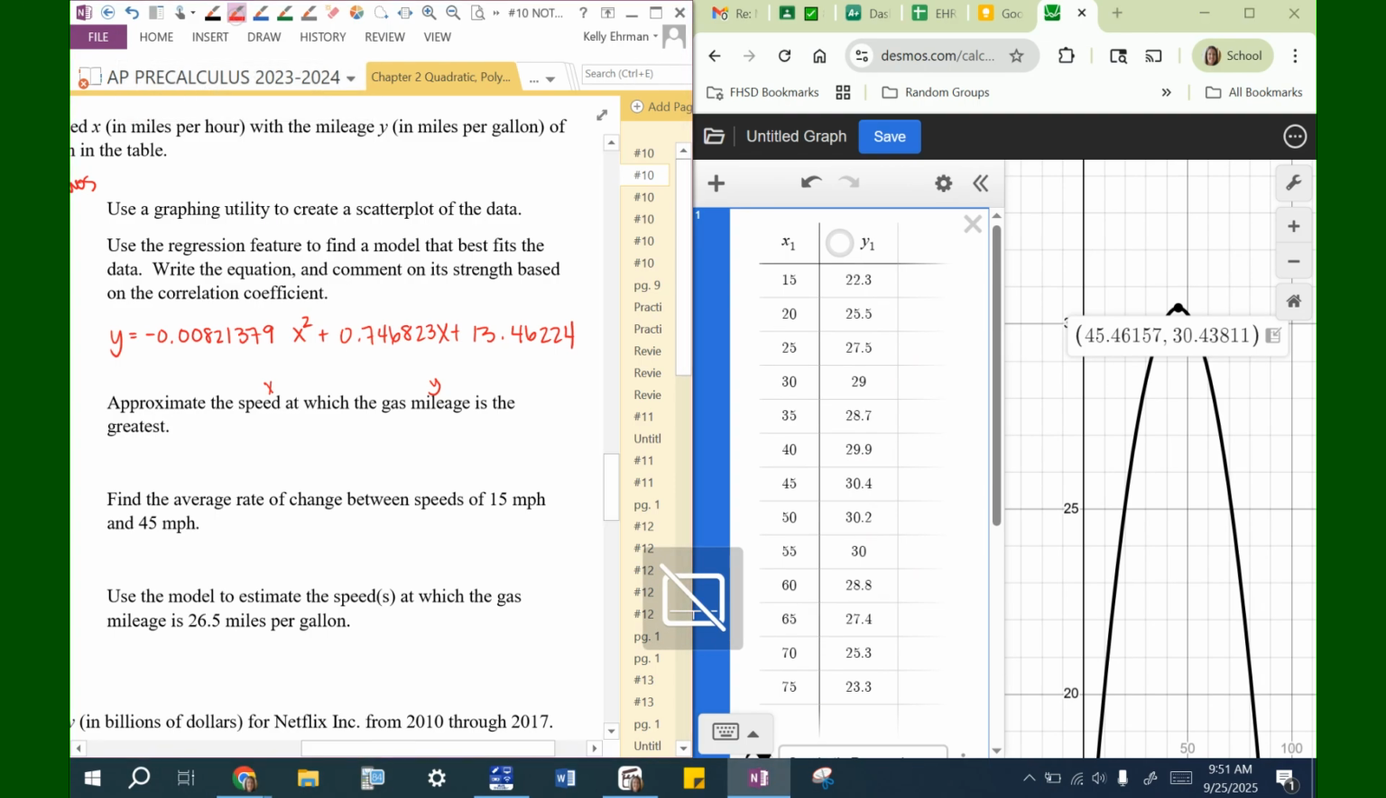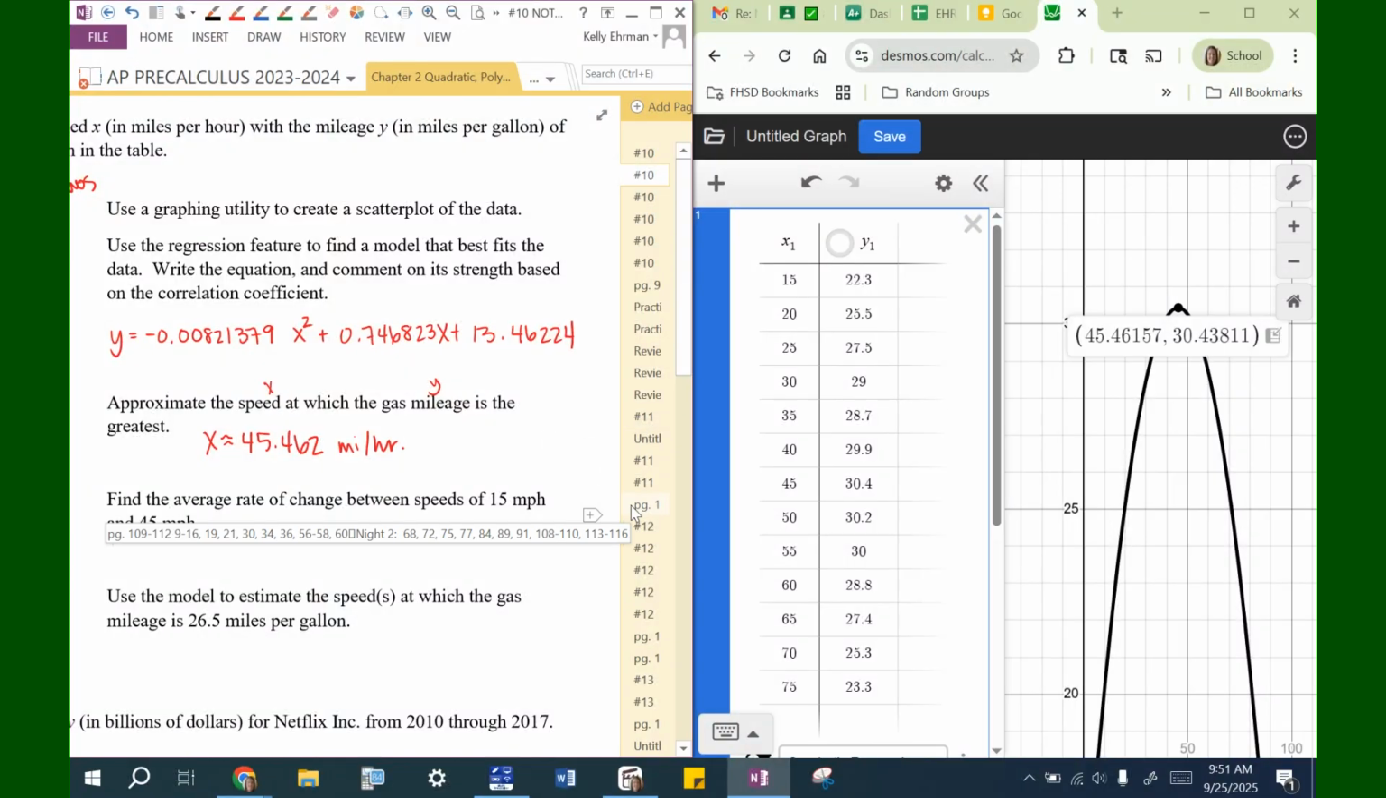So approximate the speed. The speed x is approximately 45.462 miles per hour. It doesn't ask me to give the gas mileage, so I won't, but it would be the y coordinate there.